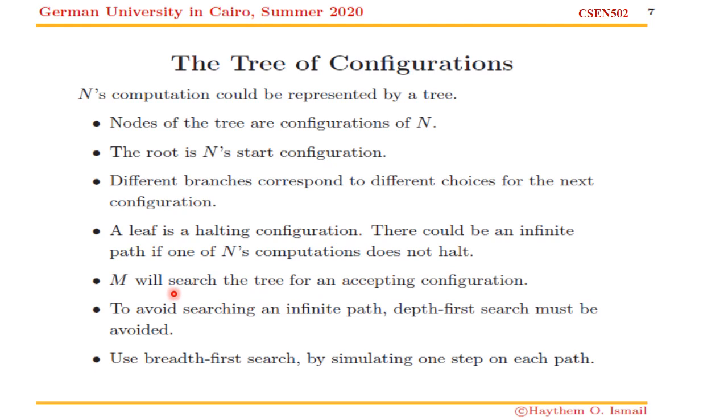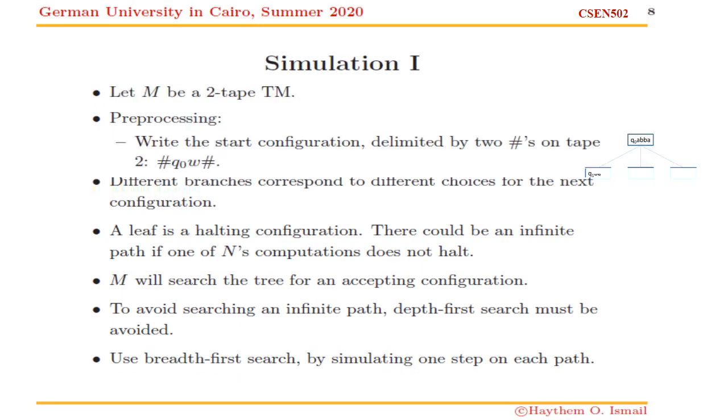M will reach the tree, will search the tree for an accepting configuration. That's what we're looking for. To avoid searching an infinite path and taking forever down that path, depth first search must be avoided. So we're going to use breadth first search, meaning searching the tree level by simulating one step on each path.